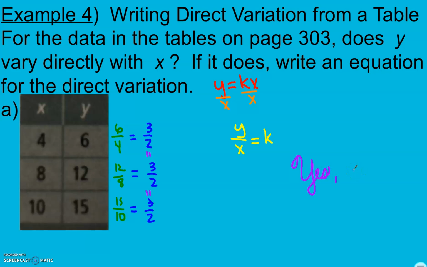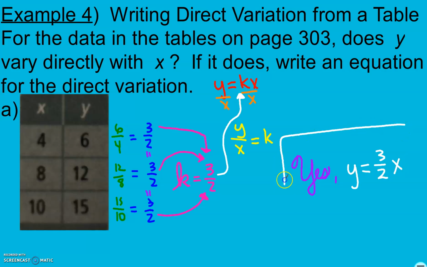And if it does, write an equation for the direct variation. Well, k equals 3 over 2, because they're all the same. So now that I know my k value, I can plug that into my function to relate x and y. So y equals 3 over 2 times x.